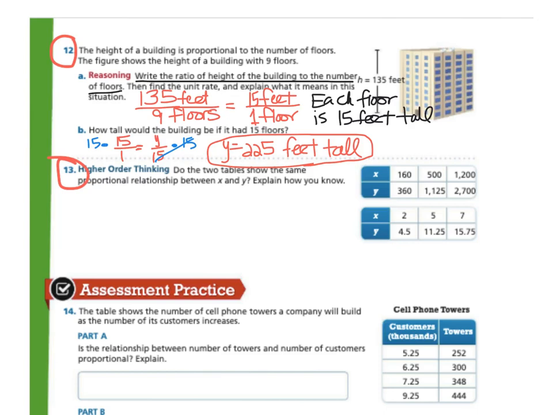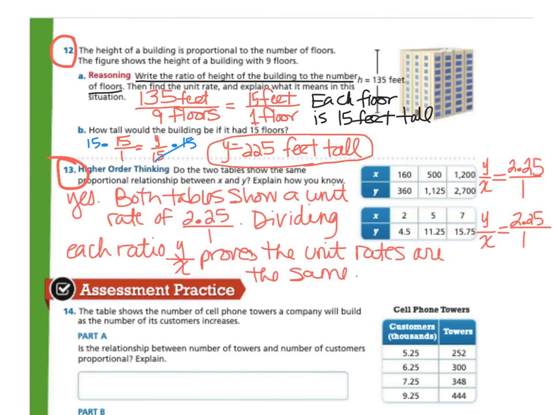Number 12. The ratio of the height of the building to the number of floors is 135 feet to 9 floors. That is a unit rate of 15 feet per floor. In other words, each floor of that building is 15 feet tall. The building would be 225 feet tall if it had 15 floors. And you can see how I solved the equation, or that proportion, 15:1 equals y over 15, where the top number represents the number of feet and the bottom number represents the number of floors.